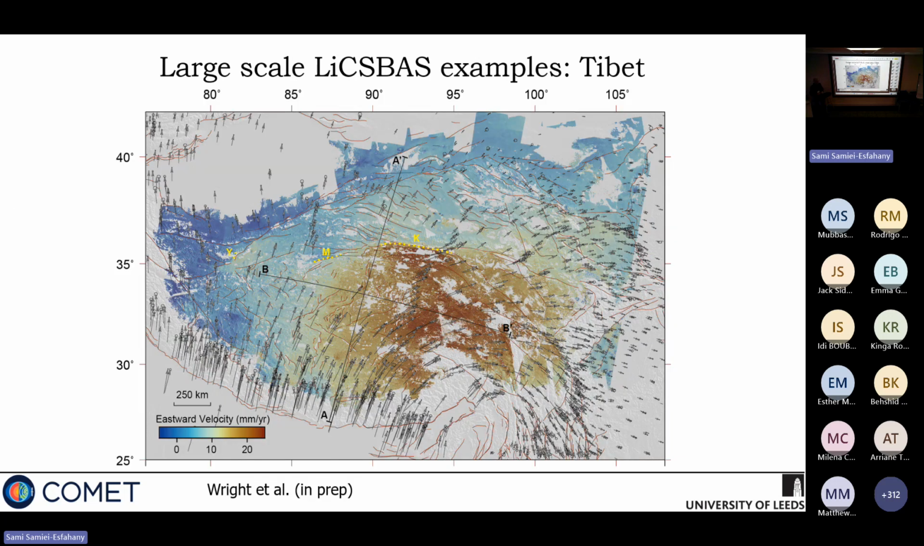We can go even larger. In fact, we've done this for the whole Alpine-Himalayan belt. Now, this is for the Tibetan region, again just showing the eastward velocity. So we've done ascending and descending and derived this.